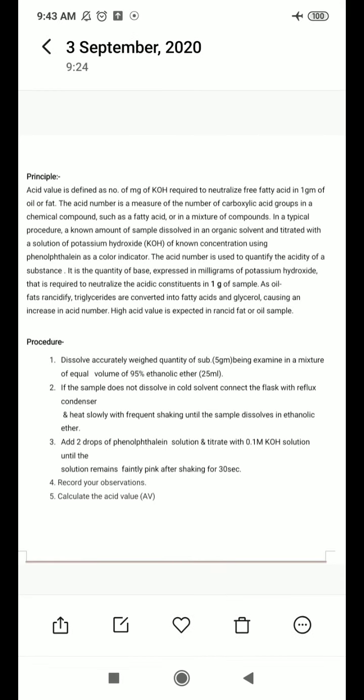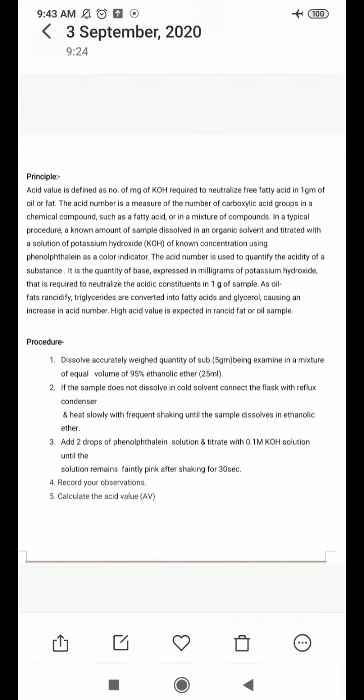The acid number is the quantity of base expressed in milligrams of potassium hydroxide that is required to neutralize the acidic constituents in 1 gram of sample. As oils and fats become rancid, triglycerides are converted into fatty acids and glycerol, causing an increase in acid number. High acid value is expected in a rancid fat or oil sample.